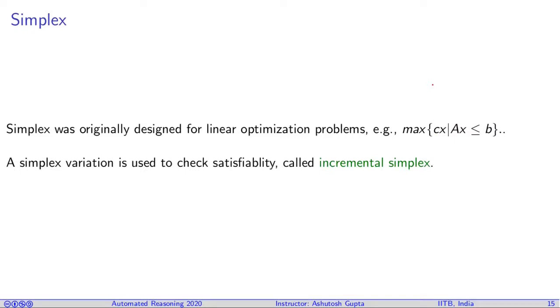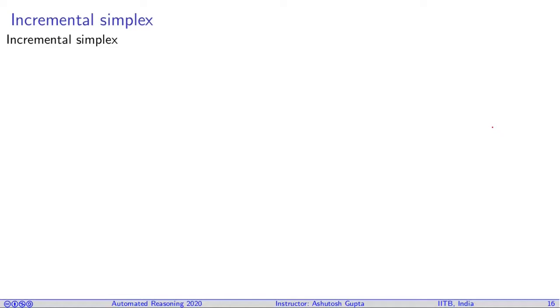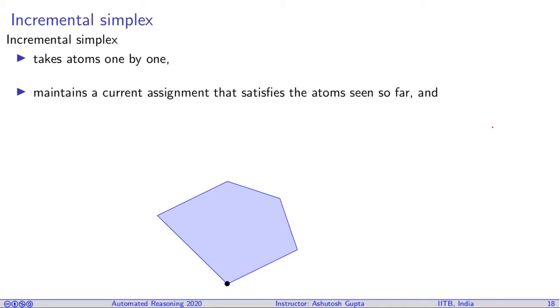There is a variation of simplex which is called incremental simplex, and that is what we use to check satisfiability. And it turns out that both algorithms are the same. So let's see how that is achieved. Let's see how you would do an incremental simplex. Take atoms one by one. Maintain the current assignment that satisfies the atoms seen so far.